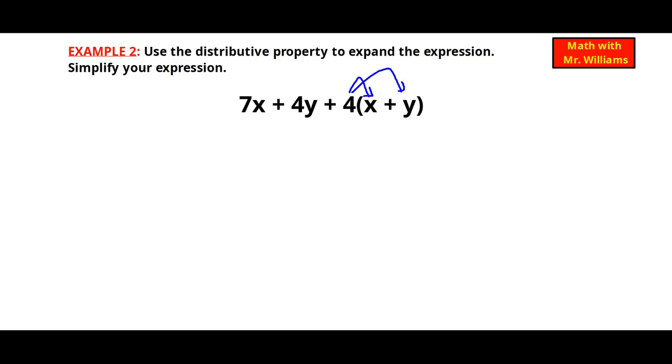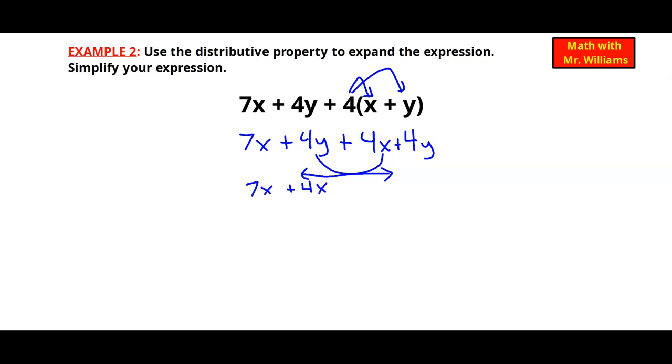All right, so we have 7x plus 4y brought down, plus 4 times x is 4x, plus 4 times the y would be 4y. So now we combine our like terms. So using our commutative property, we're going to bring a few things around here. So we have the 4x comes this way, and the 4y is going to come next to the other one. So we have 7x plus 4x plus 4y plus 4y.